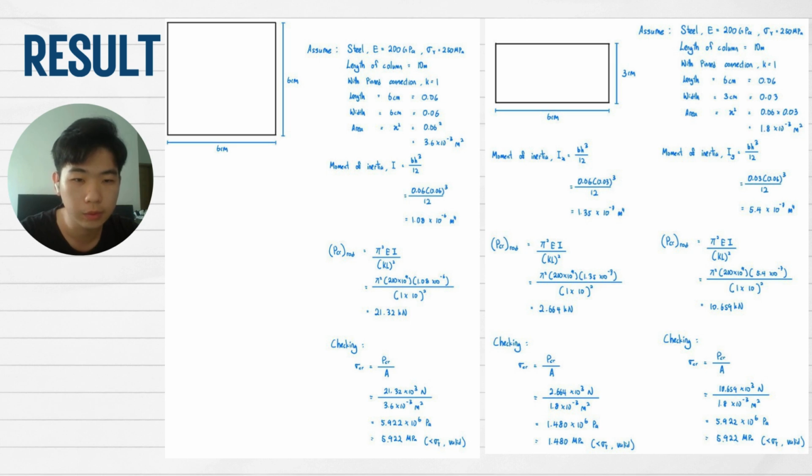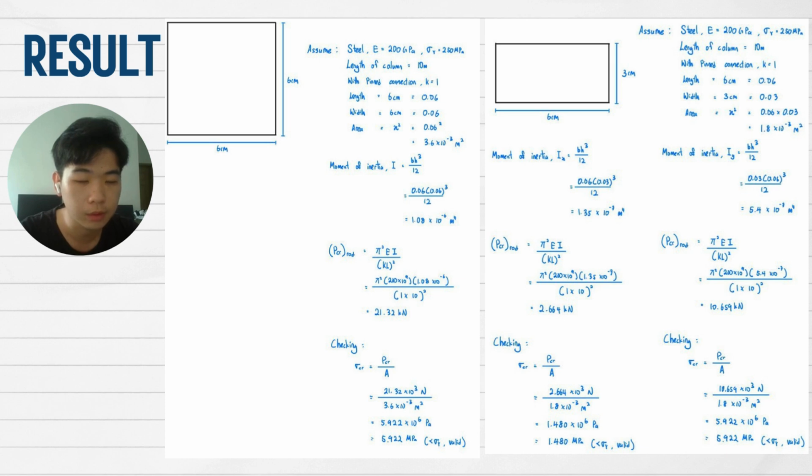And also for the rectangle, first we find out the moment of inertia about the x-axis, and we can get 1.35 times 10 power of negative 7 meter power of 4. And also to find out the critical load, we can get 2.664 kilonewton. And for checking, we have to calculate the bending stress. That is 1.480 megapascal.